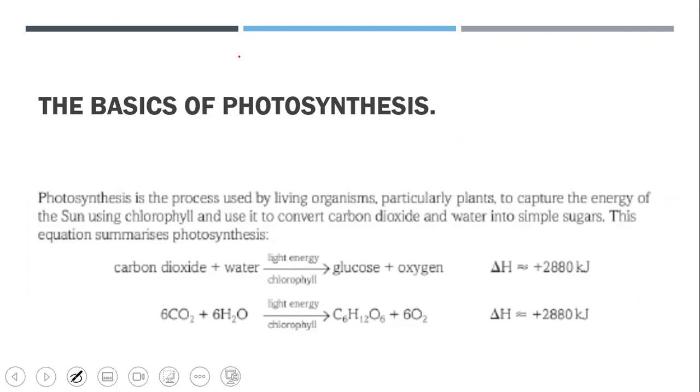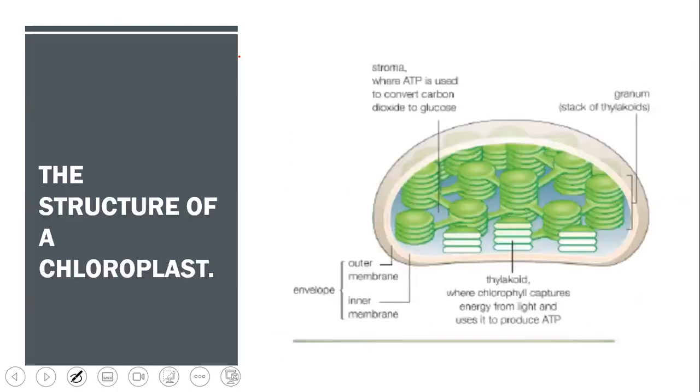Now, when we talk about photosynthesis, this is the equation you know perfectly well. Carbon dioxide reacts with water in the presence of light energy to give us glucose and oxygen. What you need to have a good enough idea of is the structure of the chloroplast. You might have covered this a little bit in your unit 2 when you did the structure of the plant cell, but now you need to study it in a lot more detail. First thing we know about the chloroplast is that it's a double membrane organelle. It will have an outer membrane as well as an inner membrane.